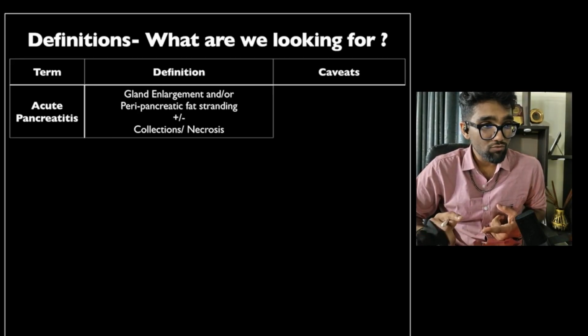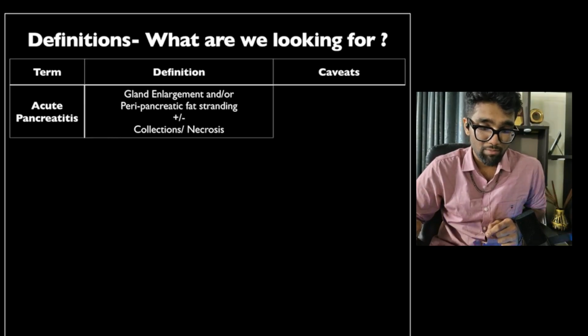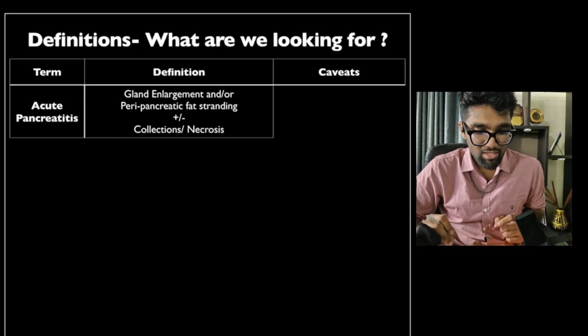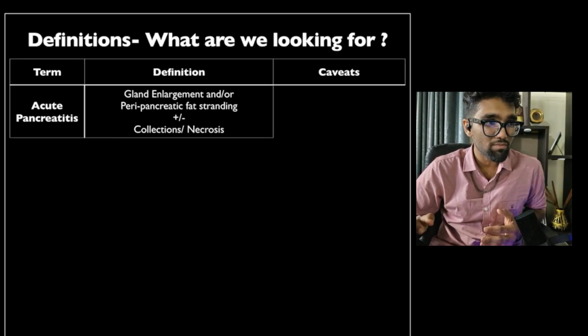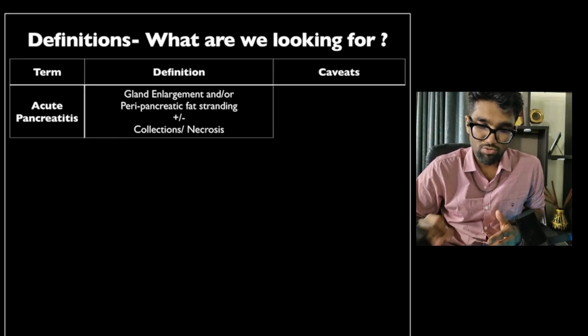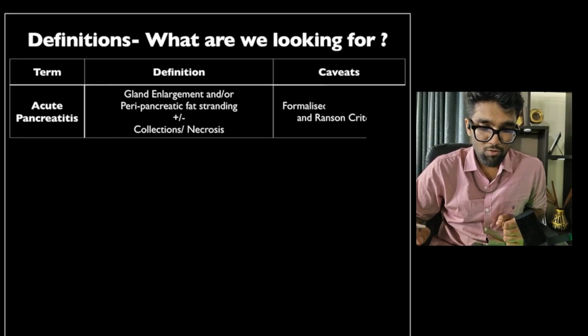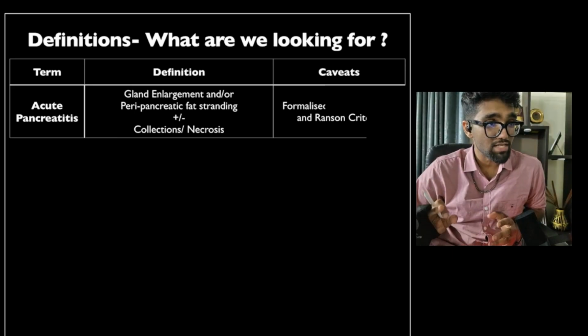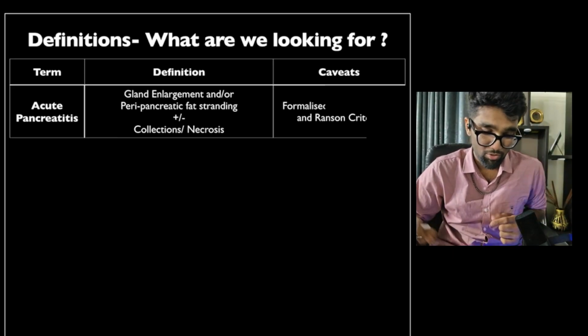This could be diffuse or focal, and the presence of pancreatic fat stranding, and we'll just see what that means. And the presence of collections and/or necrosis nearby may or may not be there. That doesn't really matter. The first two things really have to be there. Now, this has been actually formalized in the Balthazar and Ranson CT severity score, and we'll talk about that.